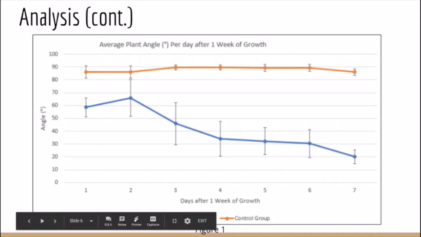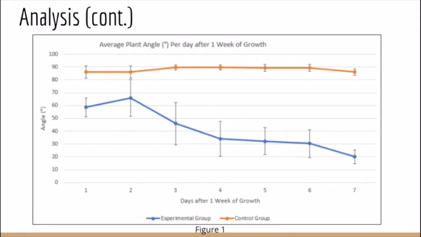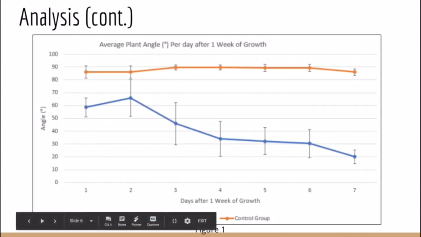Figure 1 was made using Table 1's mean angles per group and Table 2 standard deviation calculations for the error bars. The experimental group overall had more variation in its angles than the control group as seen with its error bars. For the control group, as seen with all 7 days, the error bars overlap, signifying that no day was significantly different than the others.